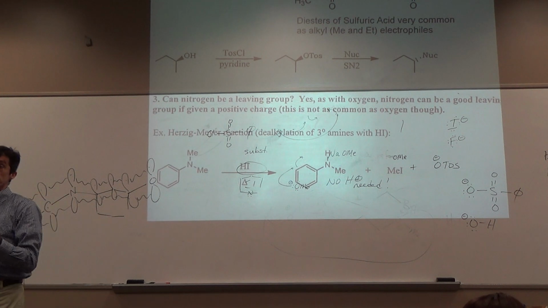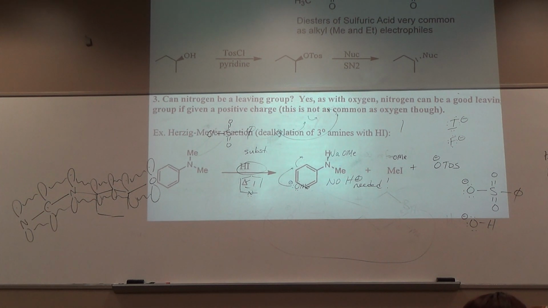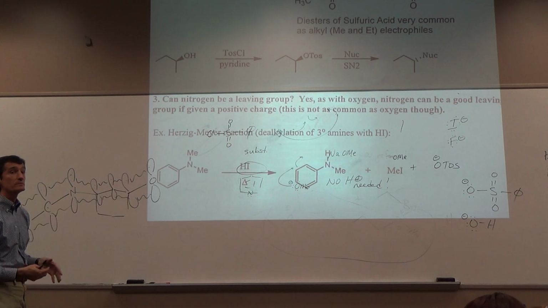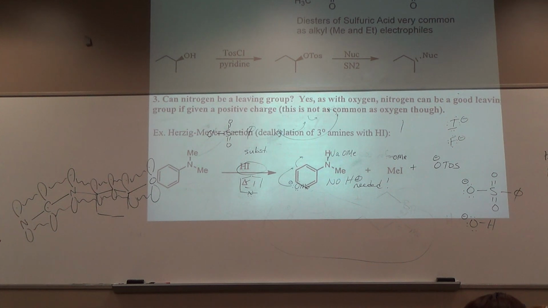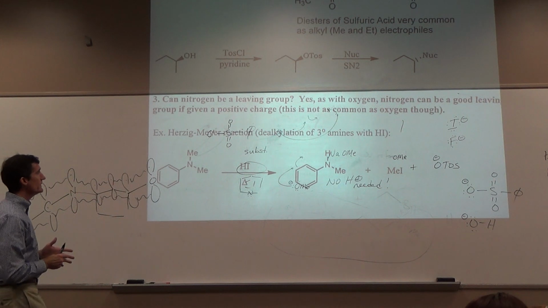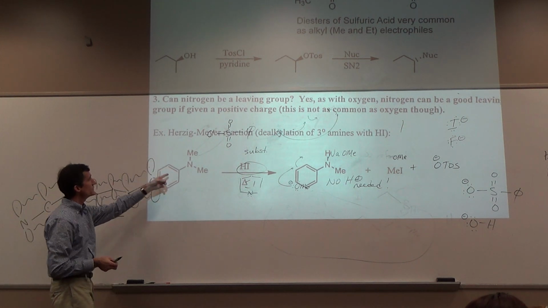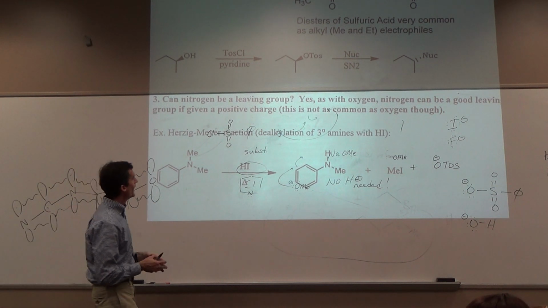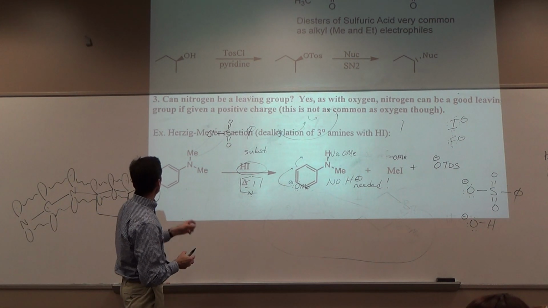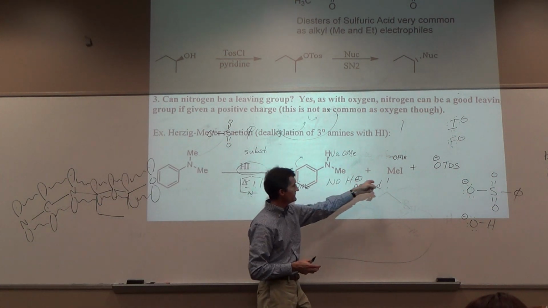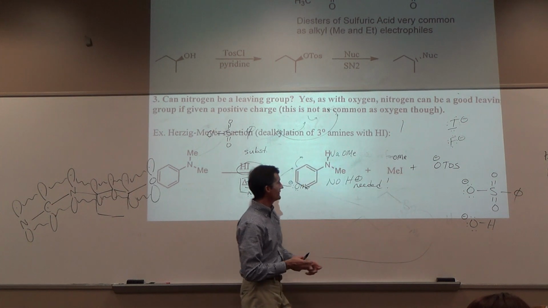Just like oxygen, though, you need to make nitrogen what to make it a good leaving group? Positive. There may be some other unique ways like tosylate. You can make a nitrogen positive, it can be a leaving group. It's nowhere near as common as making oxygen positive. But there are some unique reactions where positive nitrogen can be. One of them is called the Hofmann-Martius. I thought they only sold furniture, but they also do chemistry. If you react the tertiary amine with HI, you can get the secondary amine and methyl iodide.